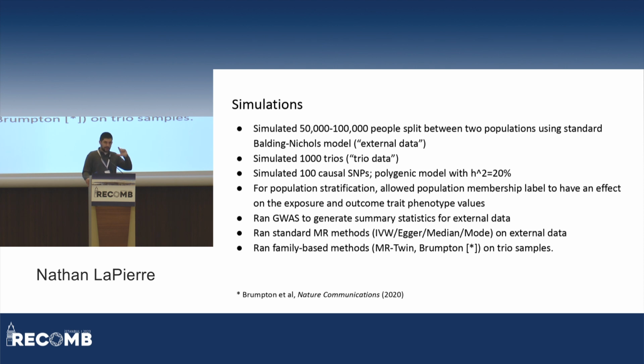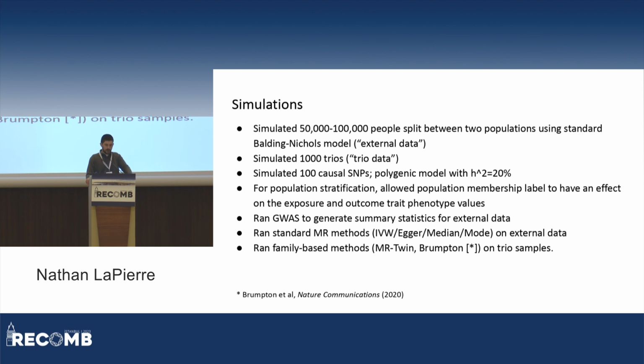So we have a binary label for each individual denoting which population they're in. And we allow this label to have an effect on the exposure trait and the outcome trait. So this generates an effect from genotype to outcome trait through the population structure. So that's how we have stratification.